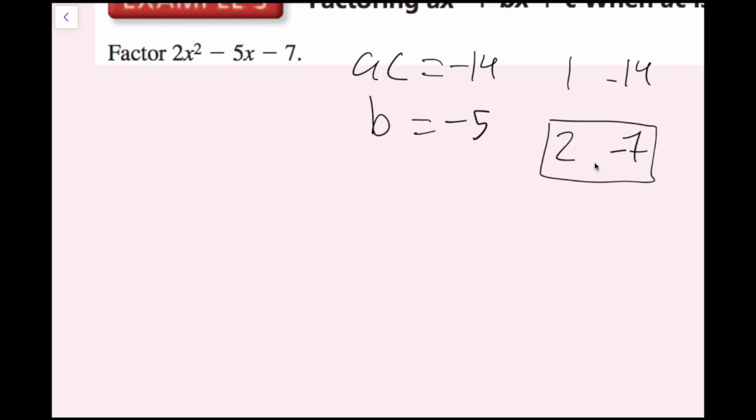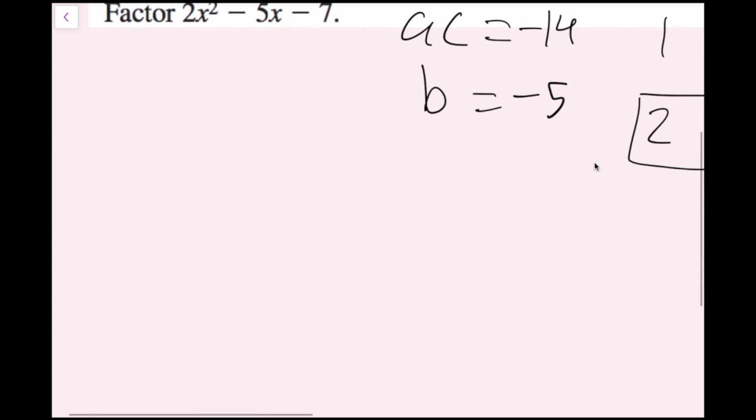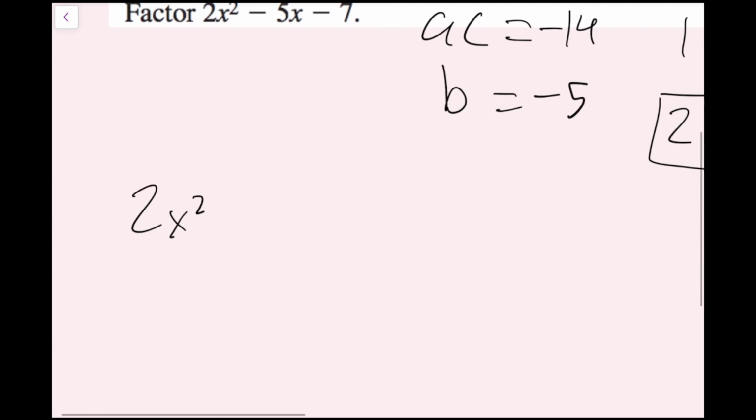Once again, the order doesn't matter. So I'm going to rewrite this as 2x squared, and then breaking up this -5x, I have my 2 and my -7 as my coefficient, so plus 2x minus 7x, and then minus 7. All right, now I'm going to make my groups.